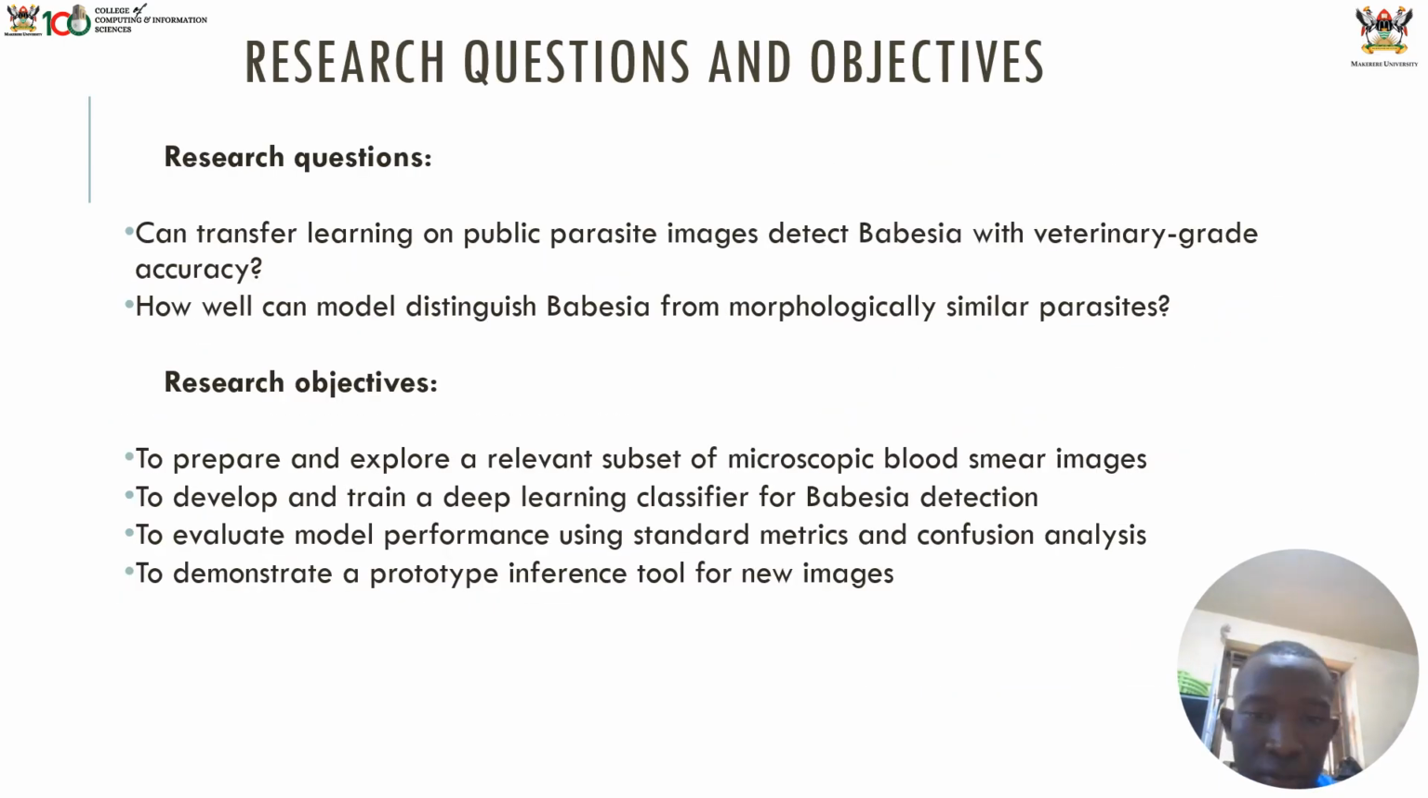So we came up with some research questions and objectives. One of our research questions is how can we use transfer learning on public parasite image data for veterinary use? How can our model distinguish between Babesia and other similar parasites like Plasmodium? And our objectives include: we need to prepare and explore the relevant subsets, develop and train deep learning classifiers, evaluate our model performance, and also demonstrate a prototype inference tool for new images.